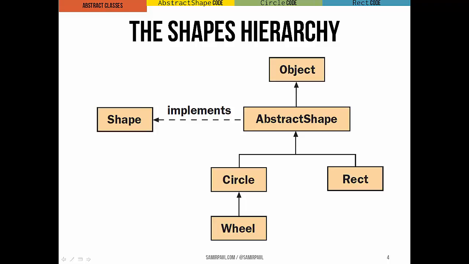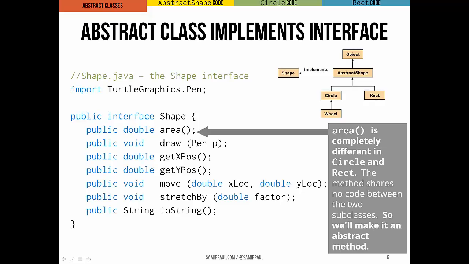That means that circle and rect no longer need to implement shape themselves. They'll inherit it through abstract shape, which they'll extend. So because abstract shape is going to implement shape, it actually has to include all of the shape methods, which you see right here. Even those like area that are completely different in the subclasses, right? It's totally different calculating the area of a circle and the area of a rect. There's not really any common implementation code there. At least the methods are common, but the implementations are totally different.